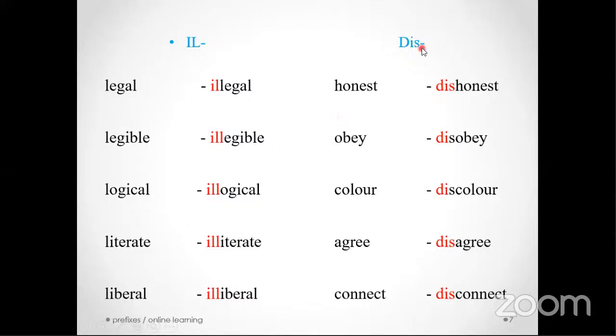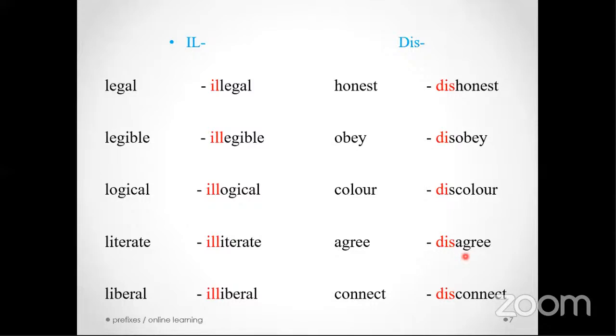And next one, the word dishonest. Honest, dishonest. Honest means avanka. Dishonest means wanka, avanka nomati. The word is obey. Obey means kikaru. So we can place the word disobey, akikaru. Next one, color, varnavat, discolor, durvarna. And next one, agree. Agree means ekanga venawa.